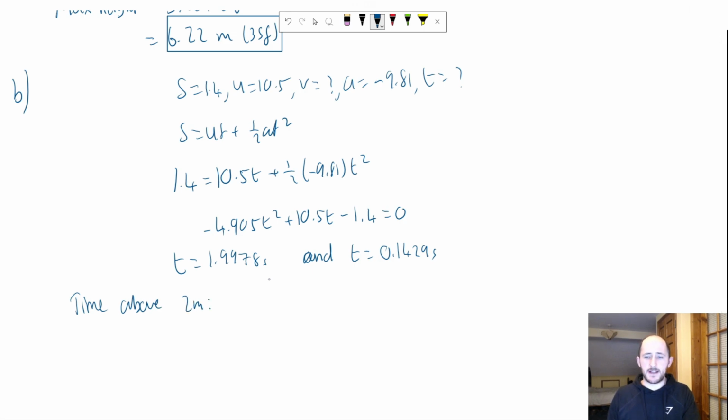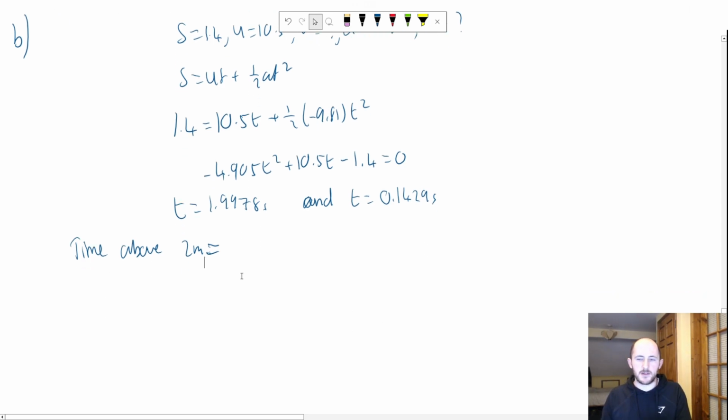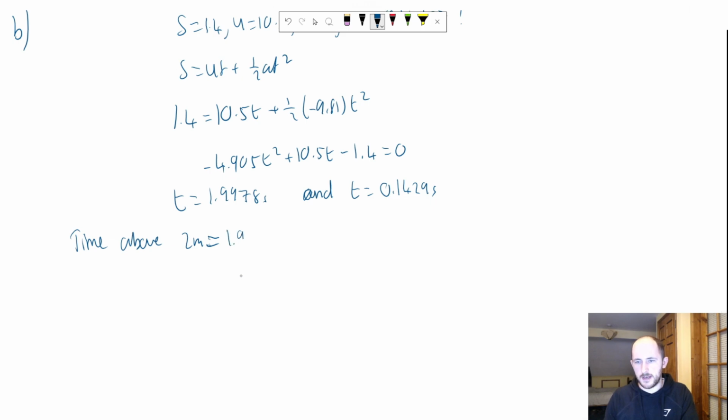I'm hoping it makes sense as well that the first value is so small. If you imagine kicking a ball, it goes up really, really fast. So it does make sense, right? But then it can spend a long time in the air, or in this case about 2 seconds. So it's going to be 1.9978 subtract 0.1429, and then whatever that answer is going to be our value.